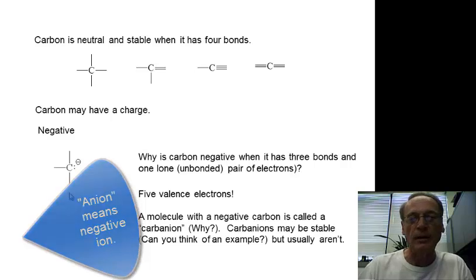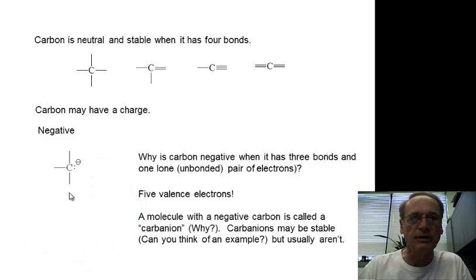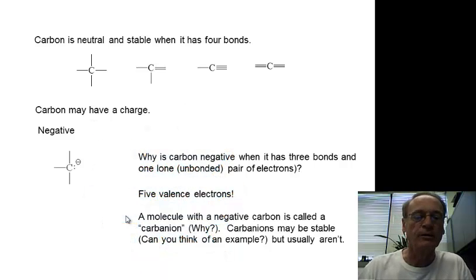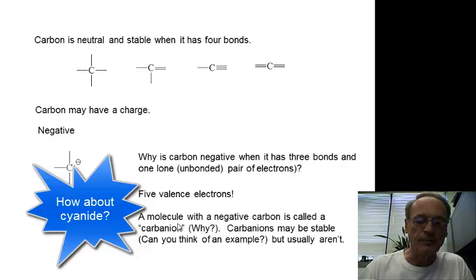In fact, you can probably think of a case from general chemistry where carbon had a negative charge in one of the polyatomic ions that we learned about. I'll let you review that, go back and think about it, and see if you can come up with a case where a carbon with a negative charge is actually stable. But most of the time, they aren't.